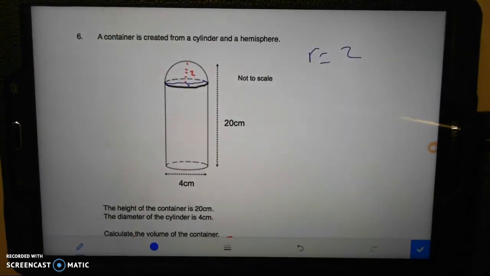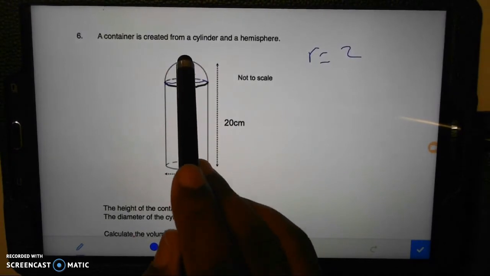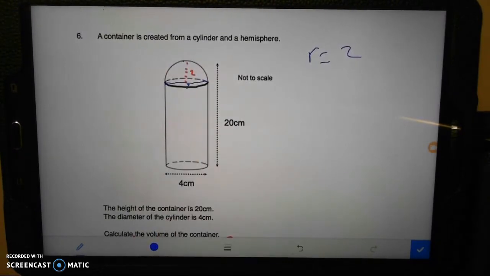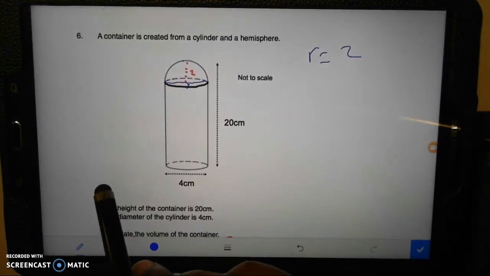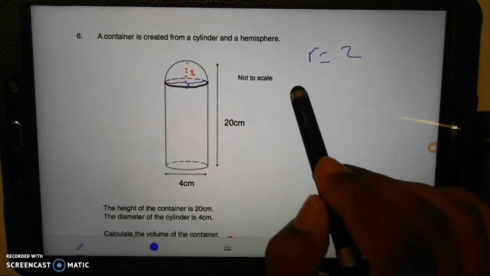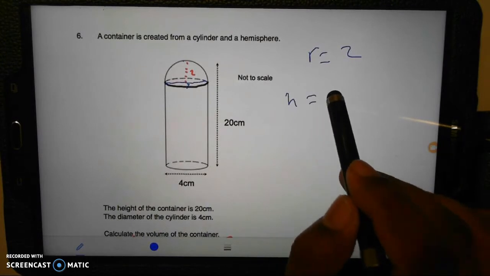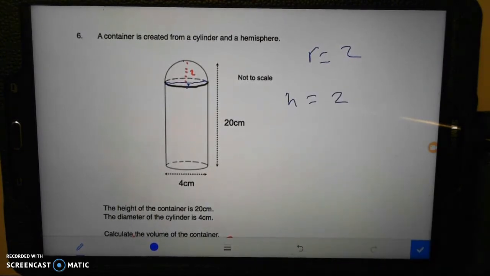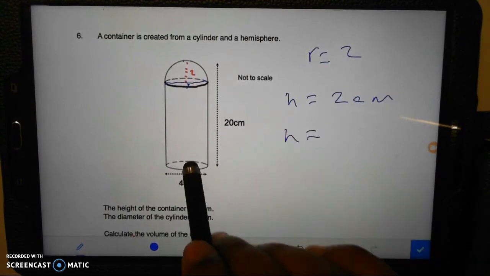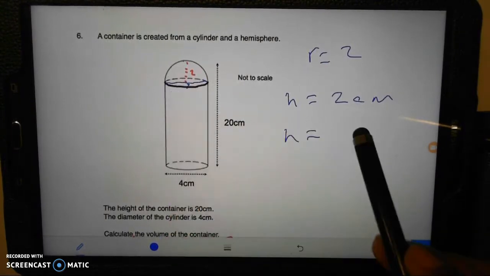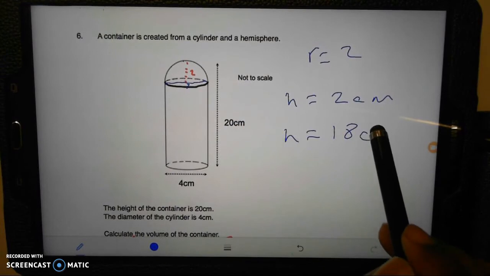So if the radius is 2, then the radius from the center of the sphere to the top of the sphere must also be 2. So therefore the height of the hemisphere is 2 centimeters. And the height of the cylinder will be 20 take away 2, which is 18 centimeters.